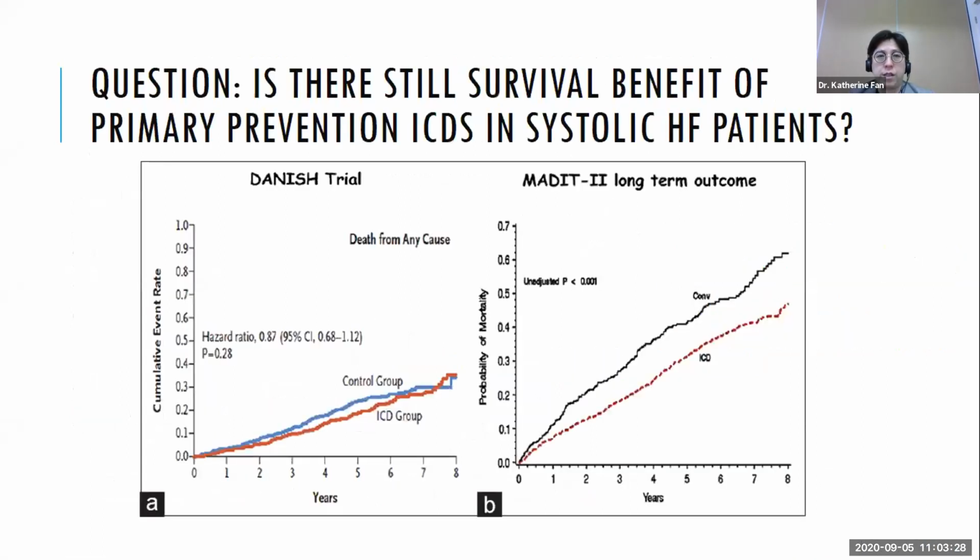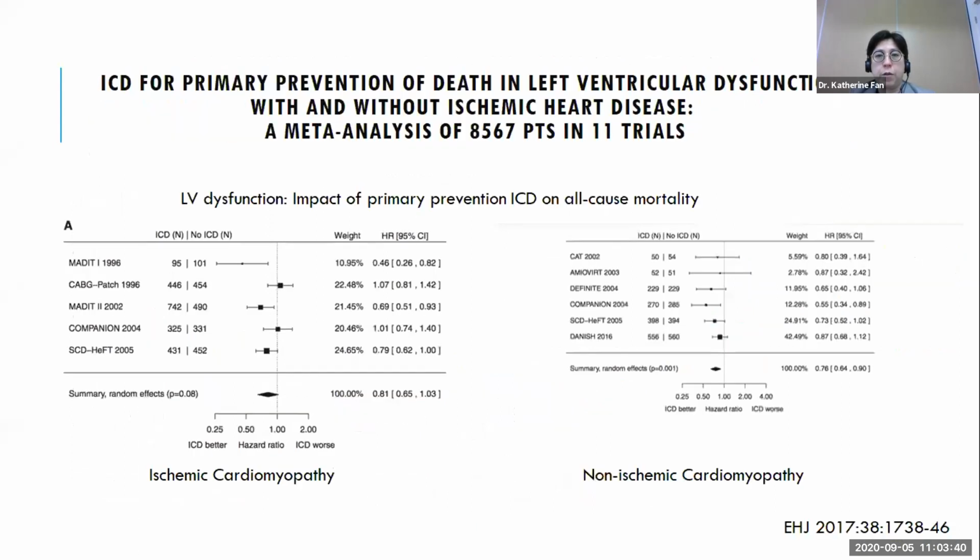So the question is, is there still a survival benefit of primary prevention ICD in systolic heart failure? After the publication of the Danish trial, lots and lots of meta-analyses based on this question were published. Looking at ischemic versus non-ischemic, here the Danish trial is also included in the non-ischemic cardiomyopathy group. This shows there are some benefits of ICD therapy.